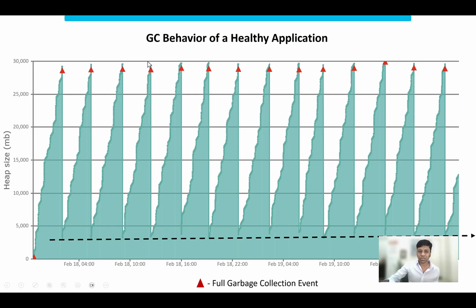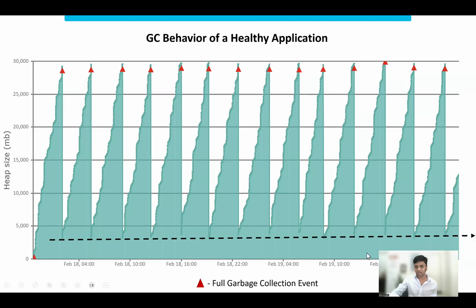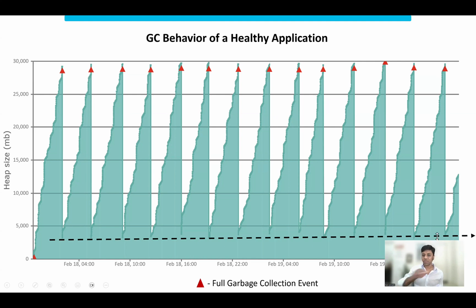You see this beautiful sawtooth pattern going up and down, right? Up, down, up, down. Look at this. If I try to draw a line connecting all the bottom points, it is this black dotted arrow, right? This arrow, if you see, is almost going at 0 degrees. If it goes at 0 degrees, it means it's a healthy application. The application is quite healthy. There's no memory leak happening.